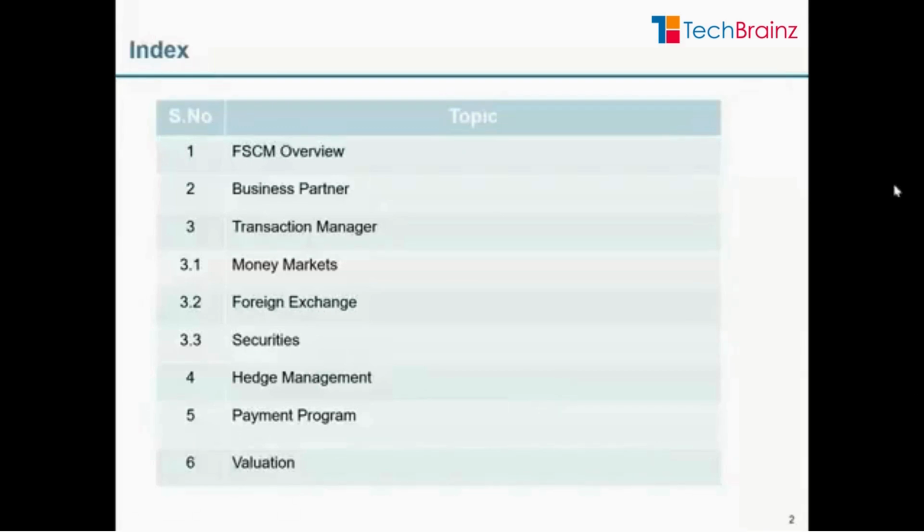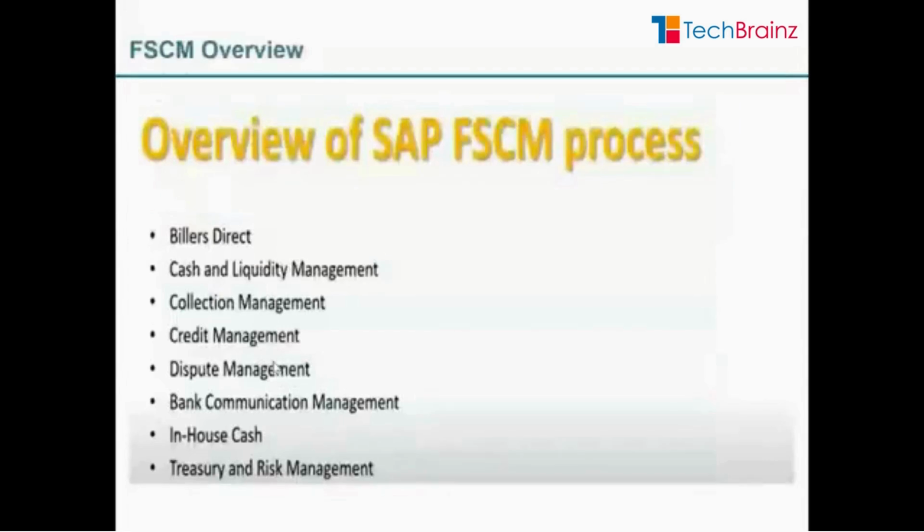If we look at this agenda, it says the FSCM overview, then the business partner, then transaction management, and under that we have money market, foreign exchange, securities, derivatives, hedge management, and their valuation. So this is a very high level agenda, nothing more to elaborate here. Now if you look at this slide, this is what I just explained. Under FSCM, you have these many modules which come as part of your portfolio.